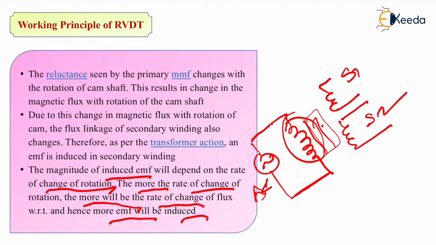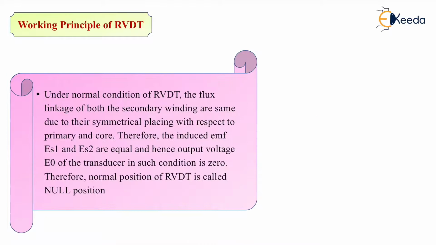What is happening here? What is the change of rotation here? The number of changes in the rotation, that will be the number of changes in the flux with respect to it. So how does this RVDT work? Under the normal conditions of the RVDT, the flux linkage for both the secondary windings are the same, due to their symmetrical placing with respect to the primary and the core.